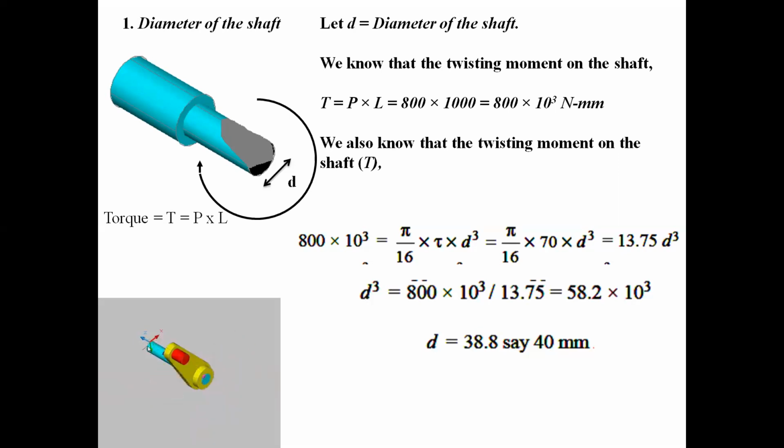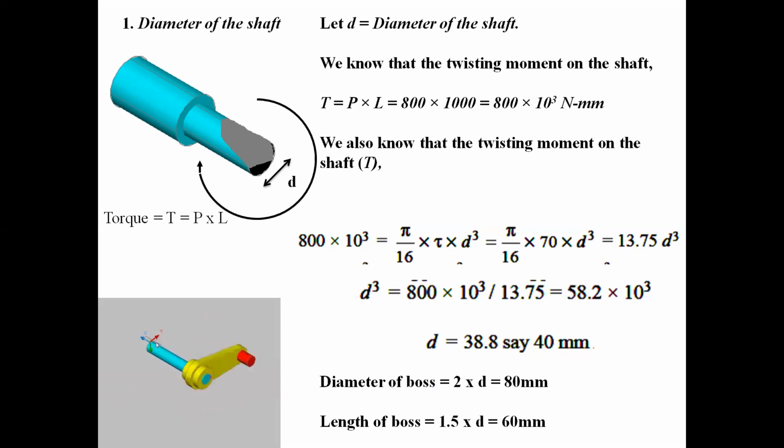So let us go further. Just remember the value D equal to 40 mm. Now we can write the diameter of the boss. The diameter of the boss has a standard relation, twice of D, which is 80 mm. The diameter of the boss can be taken from 1.6 to 2 times D. In some of the books you will find 1.6D or 2D, and the length of the boss is 1 to 1.5 times D. So the length of the boss which we have considered here is 1.5 into D.